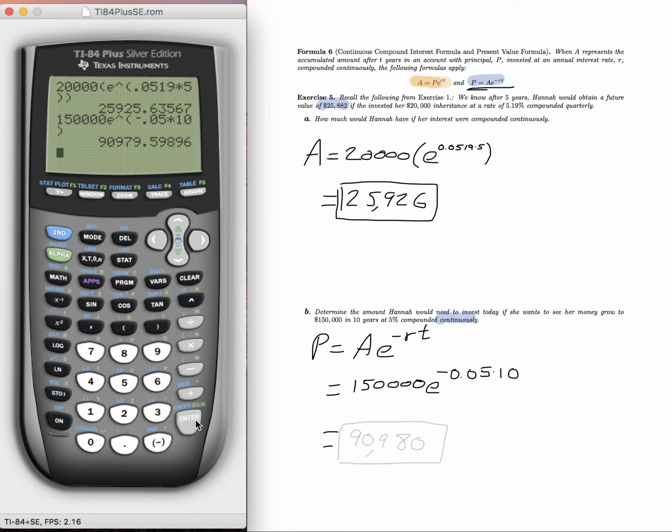So if we hit enter, we end up with $90,979 and 60 cents. Let's round that up to $90,980. Okay, so if we invest that much now in this continuously compounding account at 5% for 10 years, that's how we're going to get the $150,000 eventually.